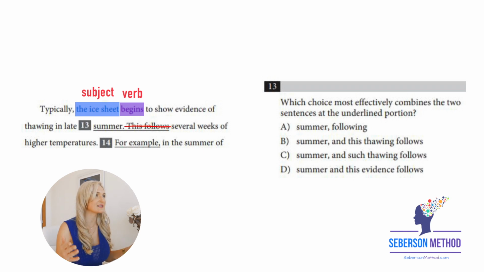This follows several weeks of high temperatures. Well, what can we do to make it more effective? Why don't we take the second independent clause, remove this follows, and replace it with the gerund following? The right answer here is going to be A.